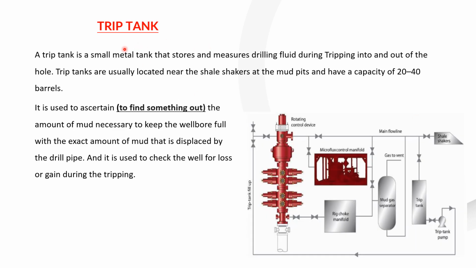Trip tank. A trip tank is a small metal tank that stores and measures drilling fluid during tripping into and out of the hole. Trip tanks are usually located near the shale shakers at the mud pits and have a capacity of 20 to 40 barrels. In this image we have a trip tank here, and this is a shale shaker. So the trip tank is located near the shale shaker, and here we have a trip tank pump.